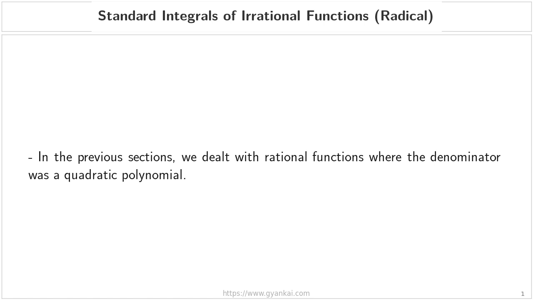Standard integrals of irrational functions, radical. Okay, so let's move on to a new type of integral.